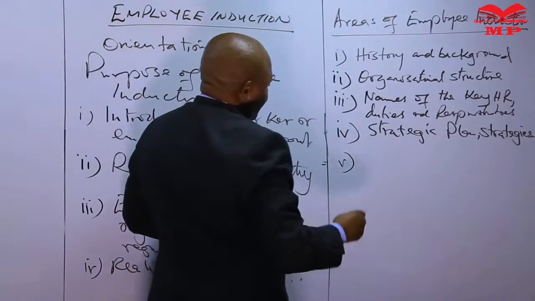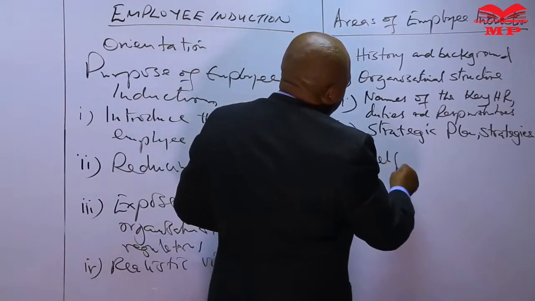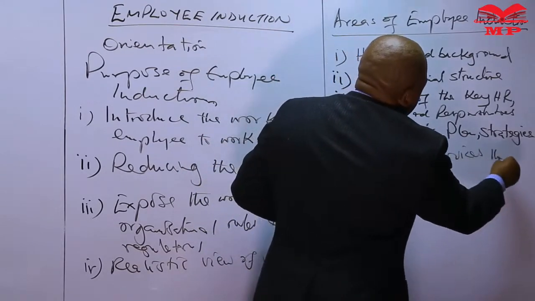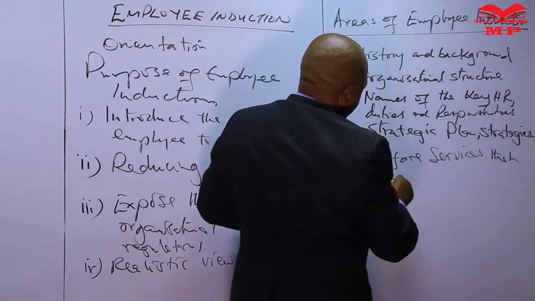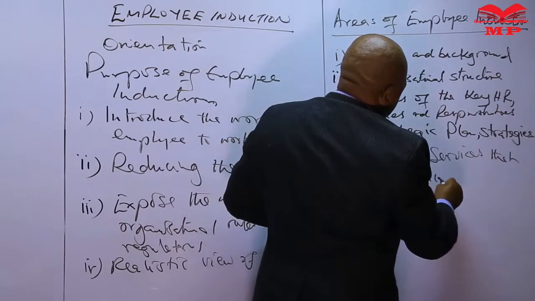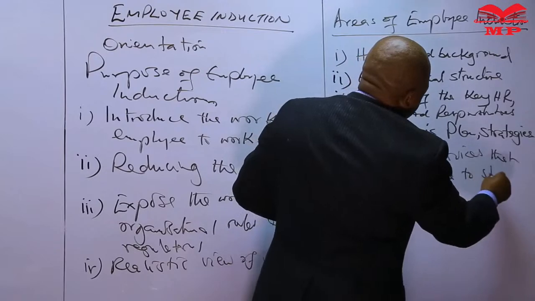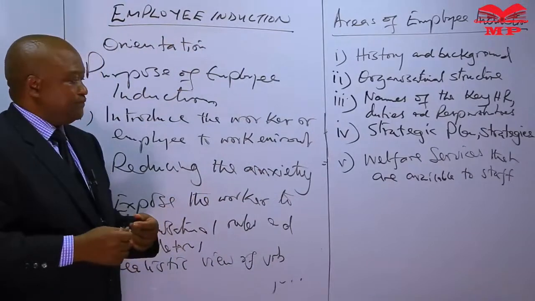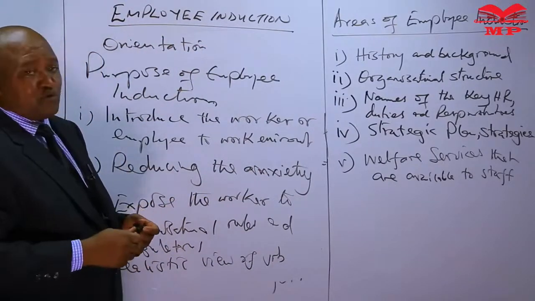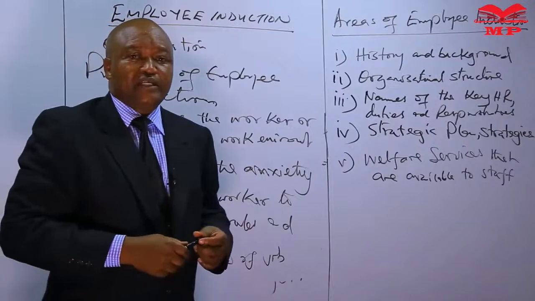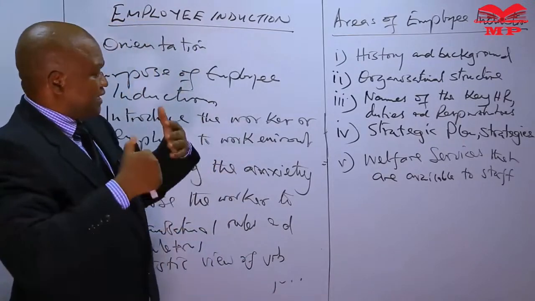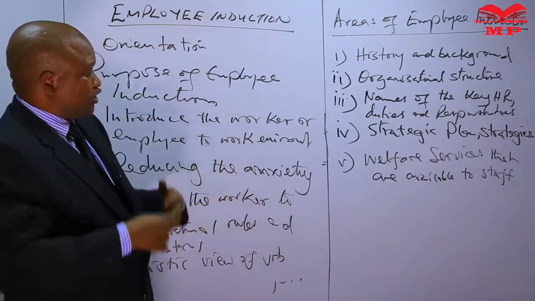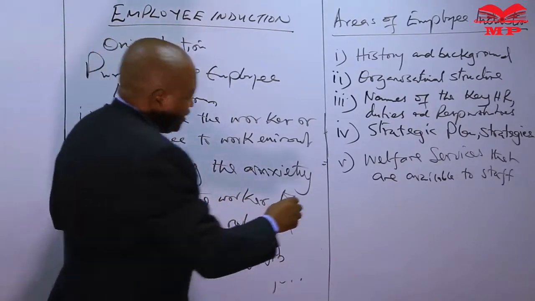The employee may also be oriented through welfare services that are available to staff. These may include directly the staff as an employee, medical facilities that are provided for workers and their families, and when an employee needs counseling, for example, what services are made available, among other issues, sporting facilities, and so on.